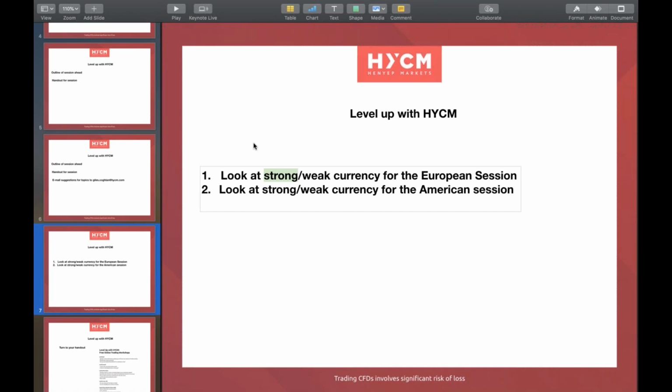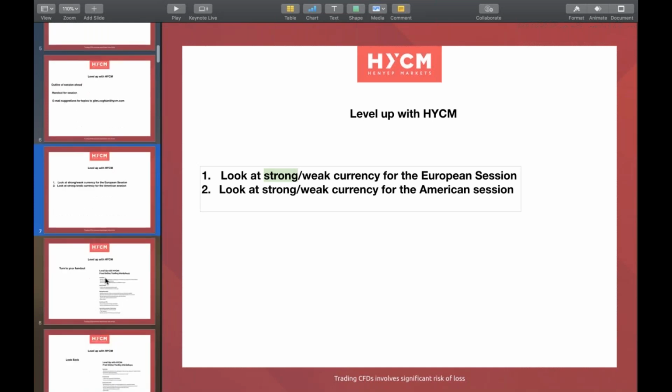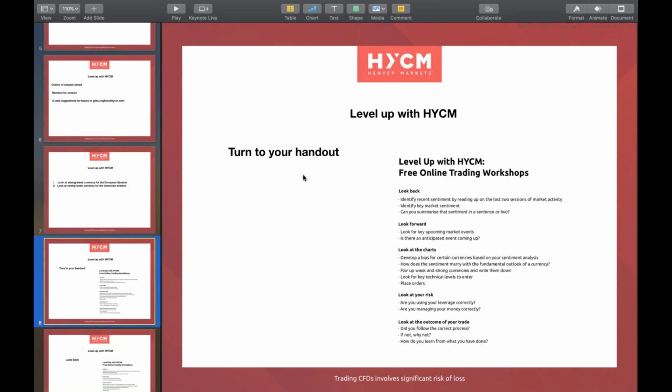For those of you who have been attending for a few weeks and months, that concept will be fairly intuitive by now. So without further ado, let's turn to our handouts. We're going to start by looking back, and what we're trying to do by looking back is identify the recent sentiment. Now remember, sentiment can be summarized as simply the mood of the market. People have moods, the market has moods. What we're trying to find out is, what mood is the market in? We want to identify the key market sentiment, the major market moods, and then summarize that in a sentence or two. So that's what we're trying to do when we look back.